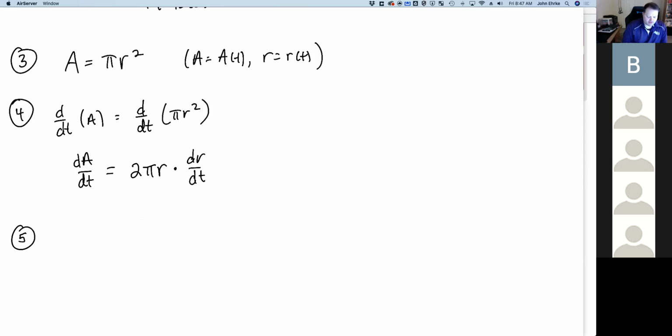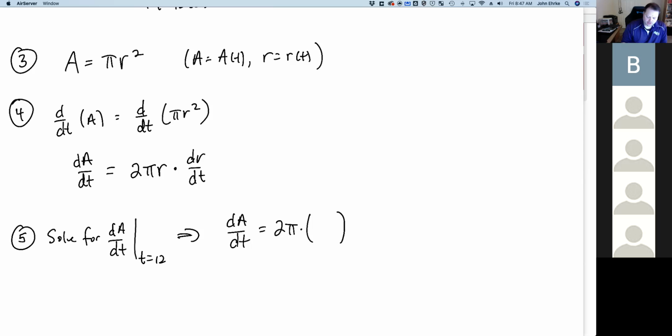And step 5 is I want to solve for dA/dt precisely when the time is 12. So dA/dt would equal 2 pi. I need to figure out what my radius is at 12. And then dr/dt, the rate given to us in the problem, is 4.